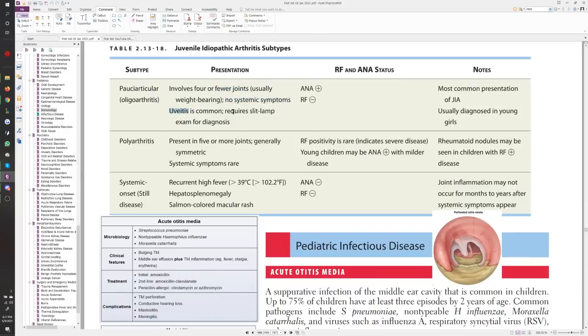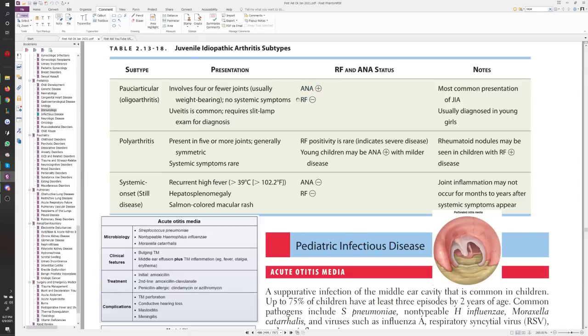Uveitis is common, and this requires slit lamp exam for diagnosis, which is often an answer choice that everyone tries to dodge. We don't really think of doing a slit lamp exam for almost anything really, but here you do it. Right here, you do the slit lamp exam, and then you'll know that they have pauciarticular juvenile idiopathic arthritis. It can have positive antinuclear antibodies, but it will not have rheumatoid factor.